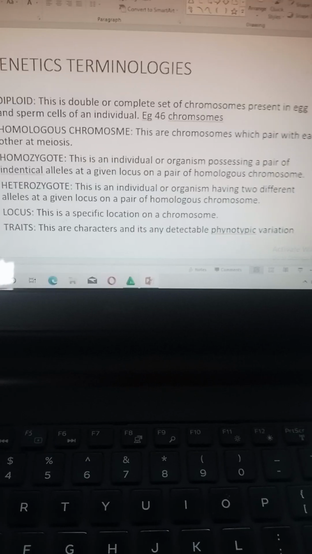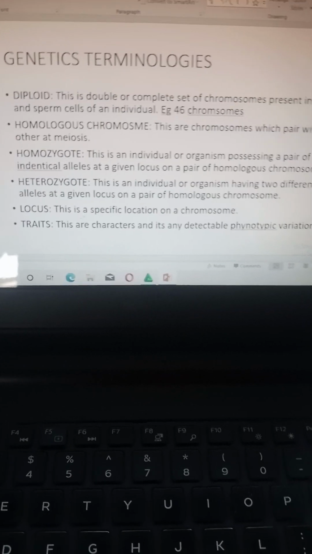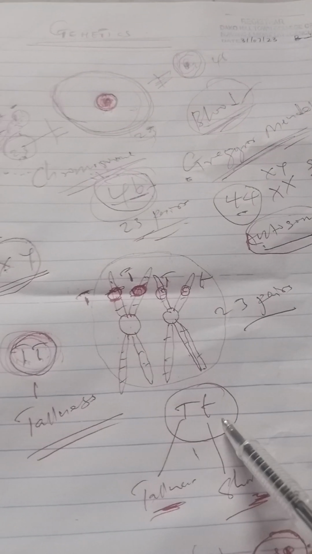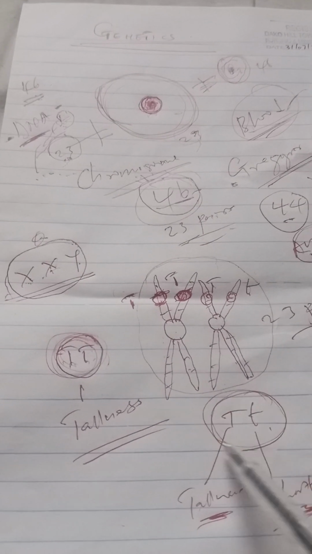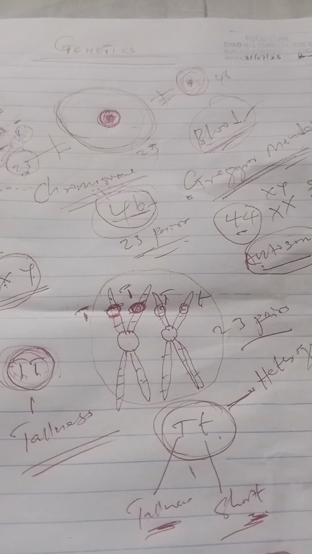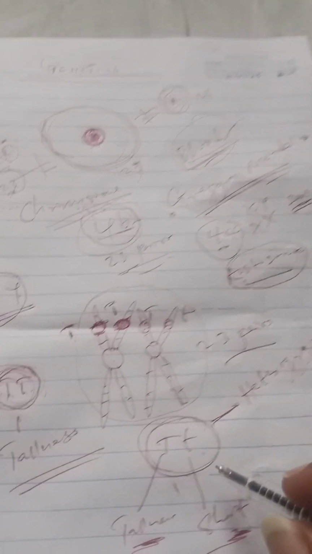We said that two different alleles are given at a locus on a pair of homologous chromosomes, and I have also done that here. You can see I use the capital letter T and the small letter t. So this represents, for instance, a heterozygote individual. Let me throw more light on this. Heterozygote individual. What does this mean now?